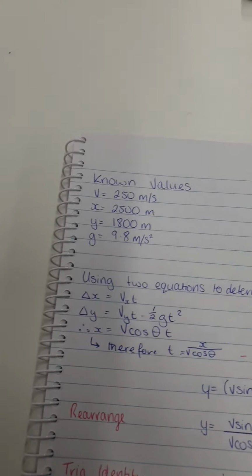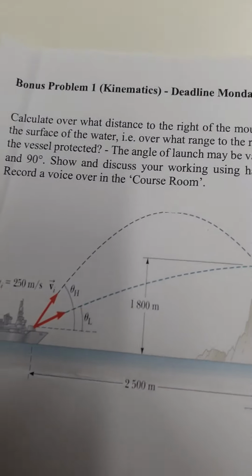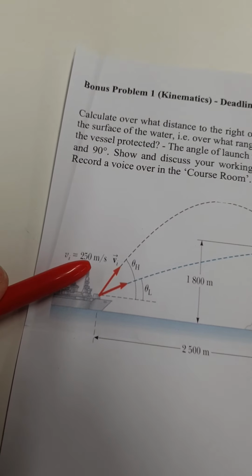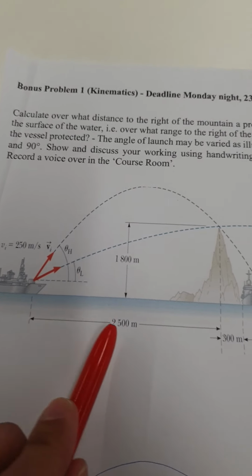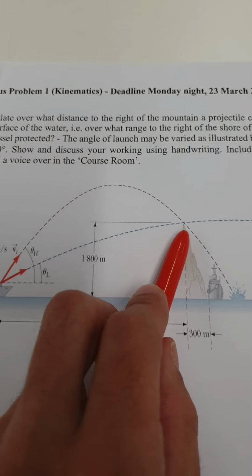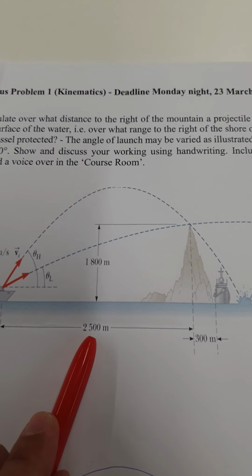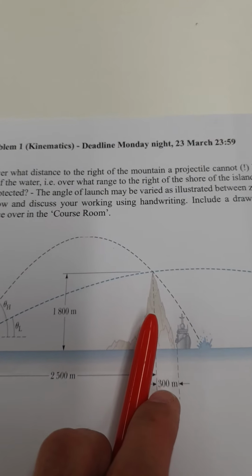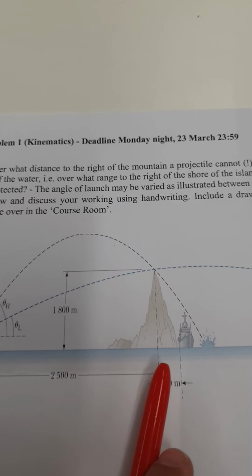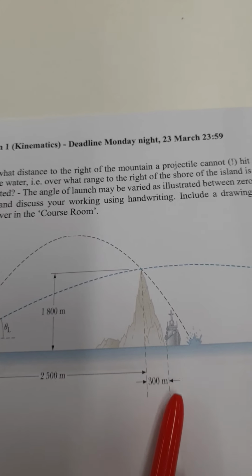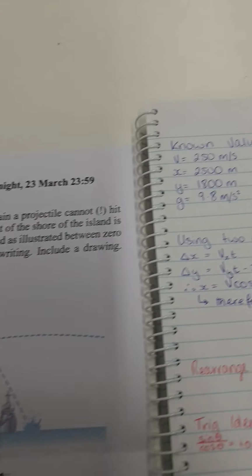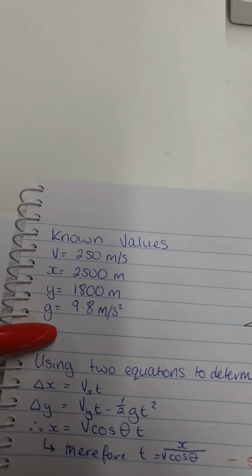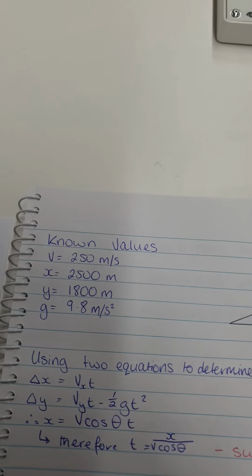So we've got a few known values. Our velocity is 250 meters per second. The range from the ship firing the projectile to the peak of the mountain is 2,500 meters. The distance from the peak of the mountain to the easternmost side of the island is 300 meters, and the height of the peak is 1,800 meters. We've also got gravity as 9.8 meters per second squared.